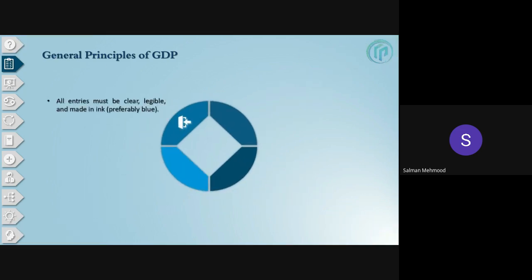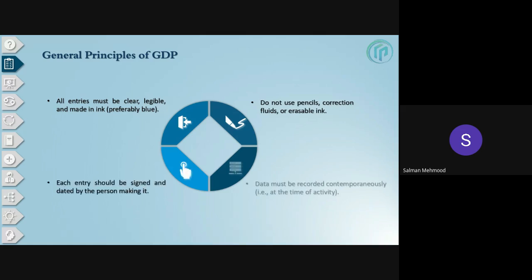So let's talk about some general principles of good documentation practices. These are not complicated rules. Rather, these are very simple daily habits, behaviors that make the documentation trustworthy. So, it decides whether an auditor trusts your records or not.